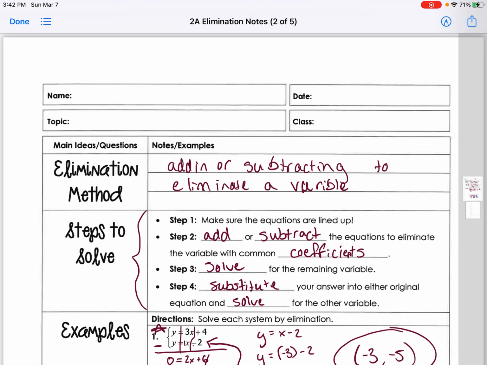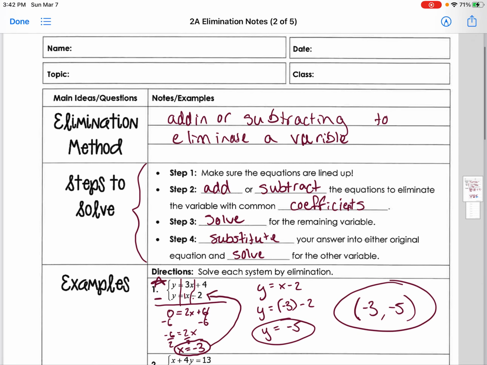All right, so last time we talked about elimination, and the last time we talked, we always had a pair of variables that had the same or opposite coefficients, meaning they either had the same coefficient or they had opposite, as in one was positive and one was negative.